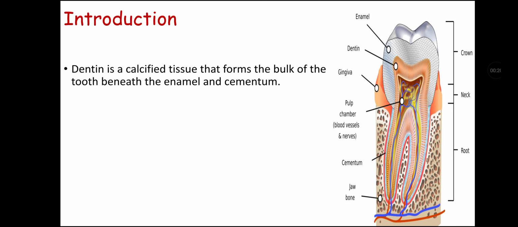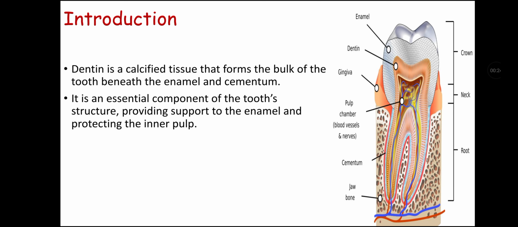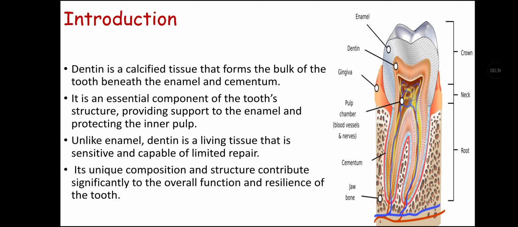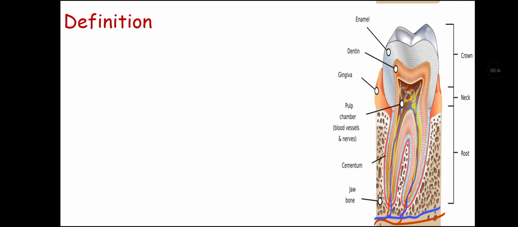Dentin is a calcified tissue that forms the bulk of the tooth beneath the enamel and cementum. It is an essential component of tooth structure, providing support to enamel and protecting the inner pulp. Unlike enamel, dentin is a living tissue that is sensitive and capable of limited repairs. Its unique composition and structure contribute significantly to the overall function and resilience of the tooth.